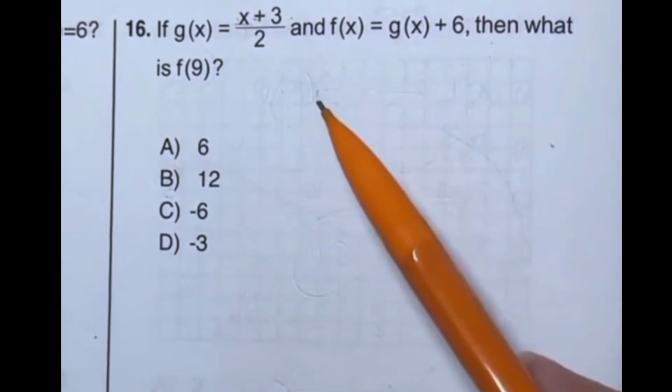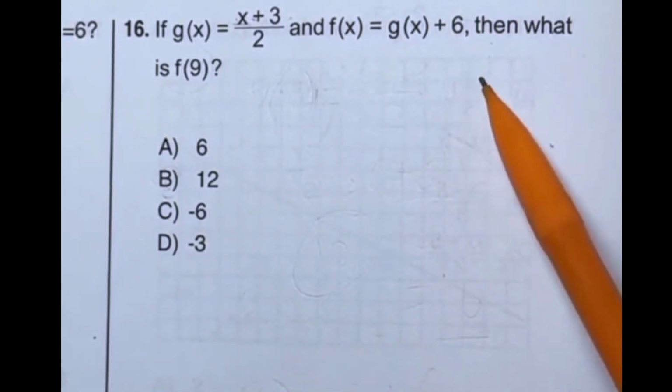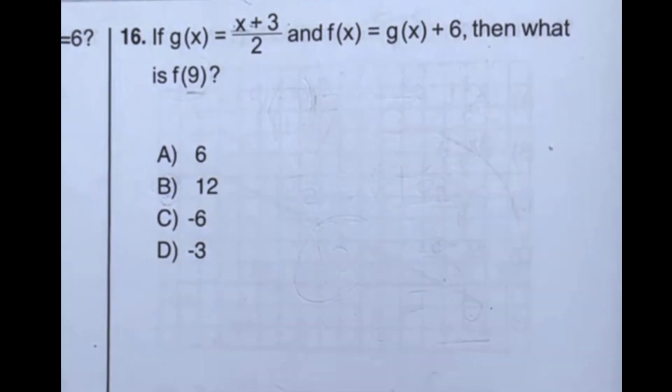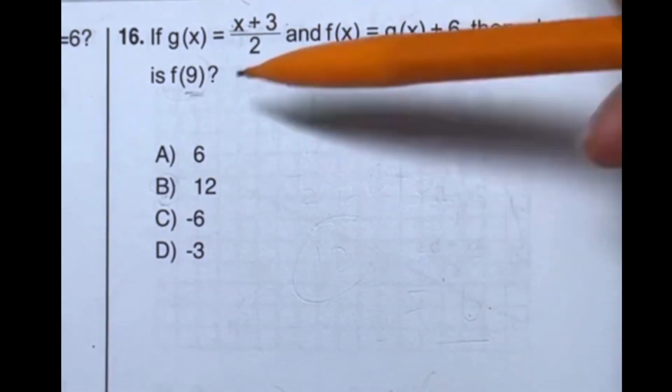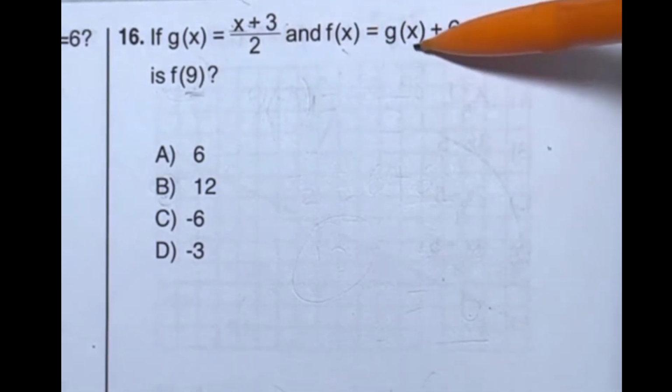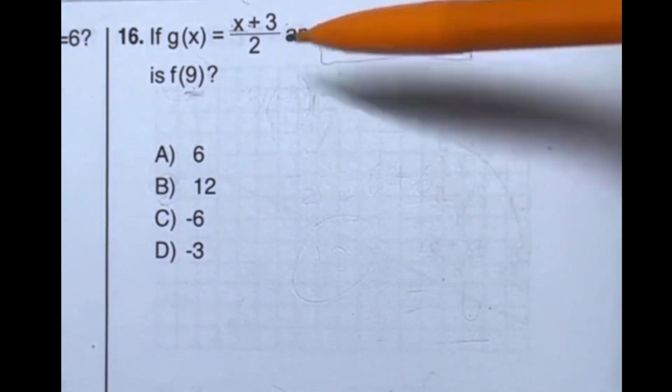If g of x is equal to (x + 3)/2 and f of x is equal to g of x plus 6, then what is f of 9? In a function, the value inside of the parentheses is our input, in this case our x value. So all we have to do is plug 9 into all of the x variables in the f of x equation for f of 9.